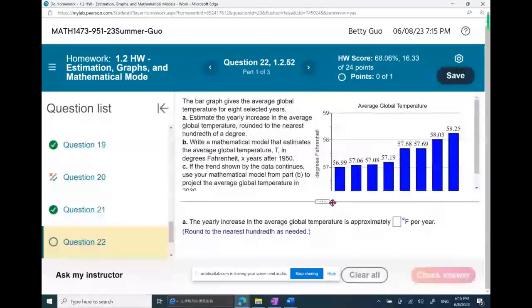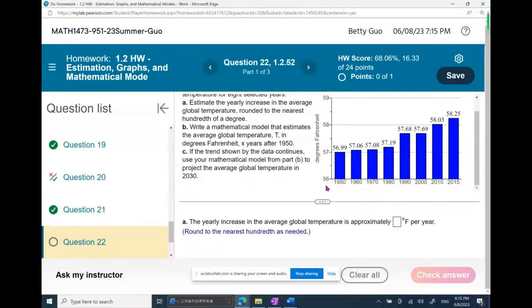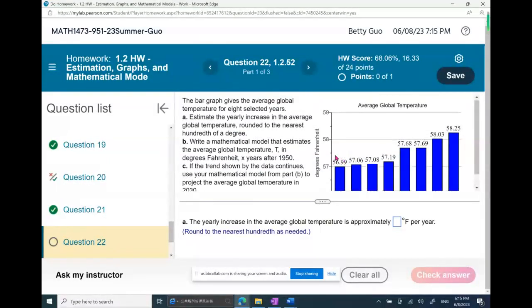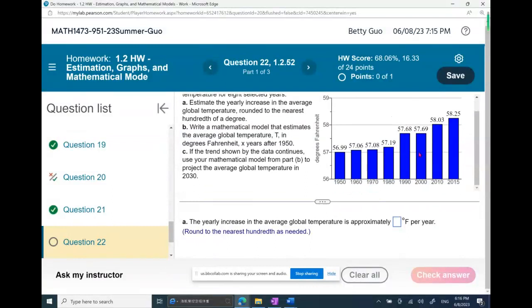Okay, so number 22, a bar graph, single bar graph. X-axis years, 1950 all the way to 2015. Vertical scale, degrees Fahrenheit. Oh, it's Fahrenheit. So this is about the average global temperature. This is about global warming.